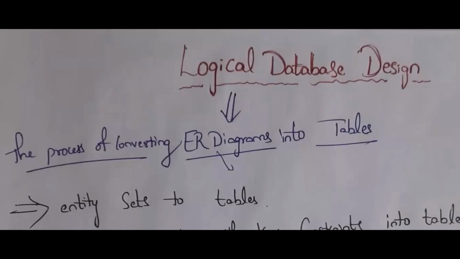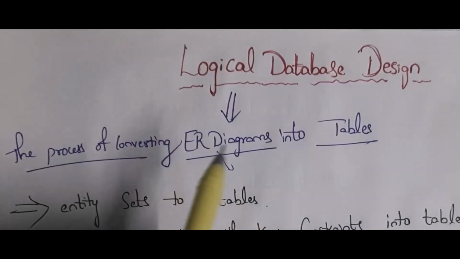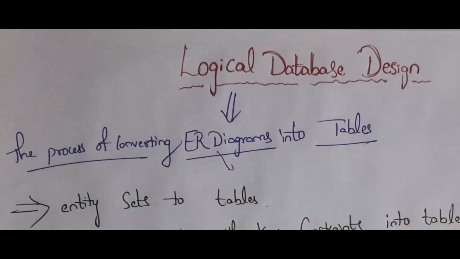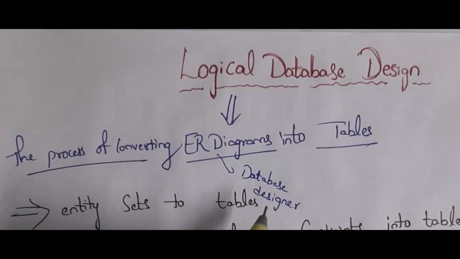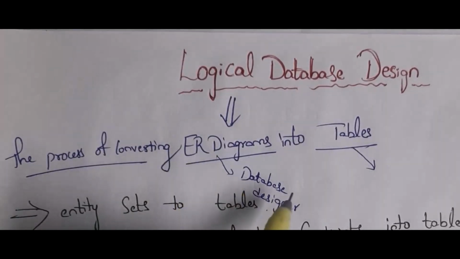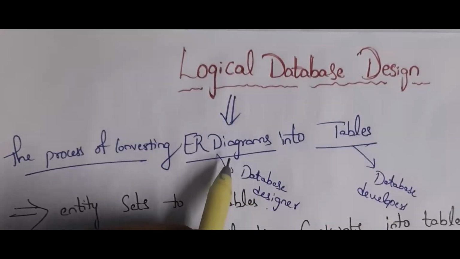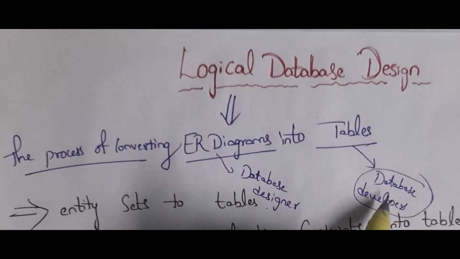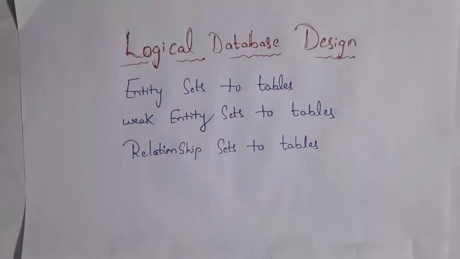Let's get started. The process of converting ER diagrams into tables is known as logical database design. Guys, in each and every software company, there will be a database designer. The main duty of the database designer is to draw ER diagrams. After drawing ER diagrams, the database designer will submit these ER diagrams to database developers. By seeing this ER diagram, these database developers will create tables. At first, I will explain how to convert entity sets to tables.